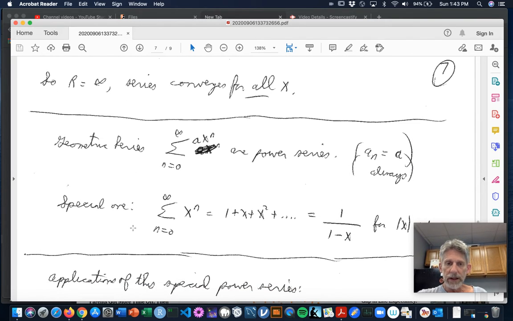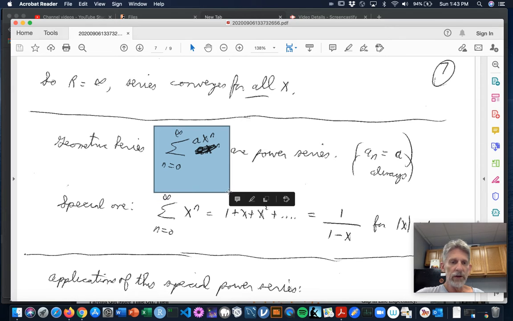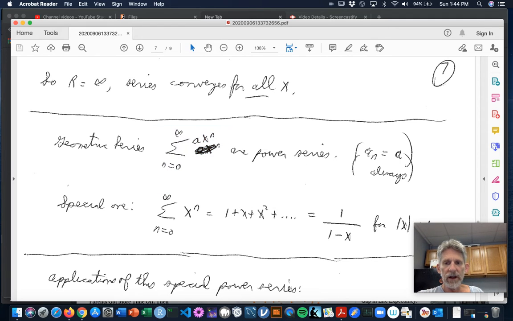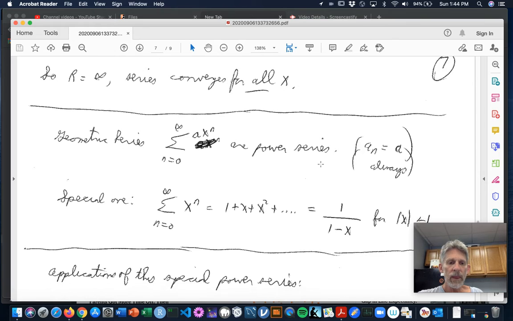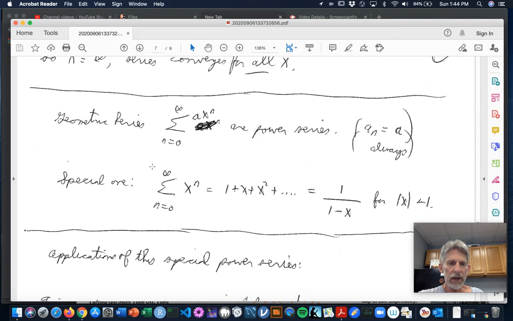You've probably been thinking, hey, I've kind of seen power series before, because I've seen geometric series and they're like powers of things. And that's exactly right. A geometric series, like the sum from n equals 0 to infinity of a constant a times x to the n, that is a power series. The sequence of coefficients is just always the same. It's the number a, and the center is 0. Now there's a special geometric series, this one right here, where the constant a is 1.